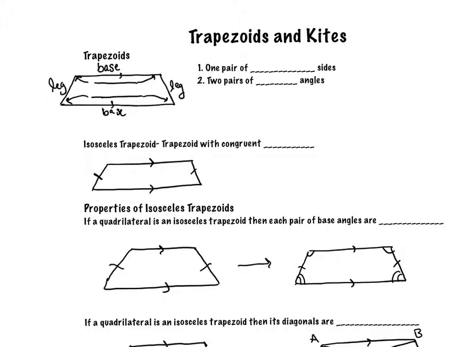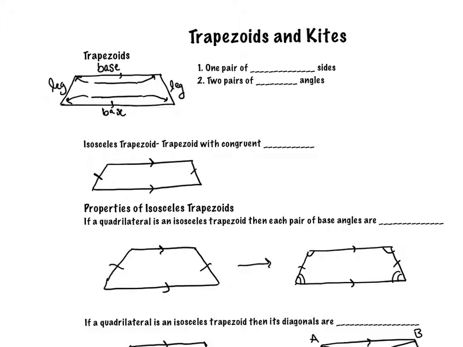All right, so today we're going to look at our last two specific quadrilaterals that we're going to dive into their properties. Both of these aren't parallelograms, but they're still quadrilaterals and they still have some interesting properties to look at. So the first thing we're going to talk about is a trapezoid.